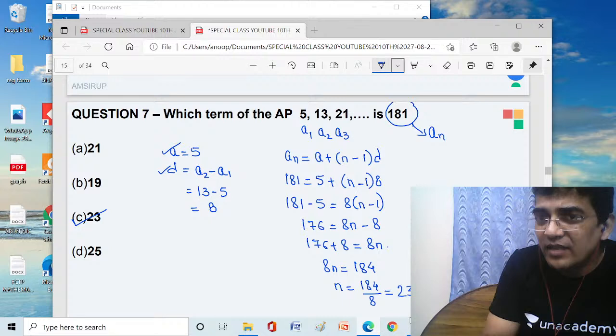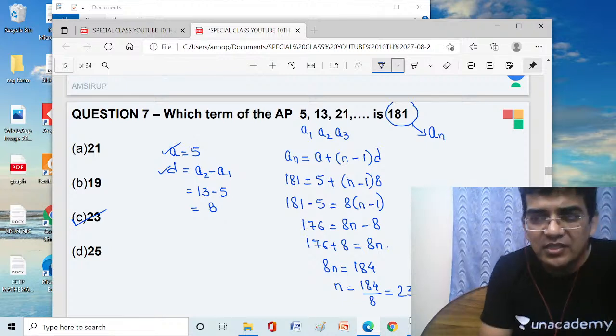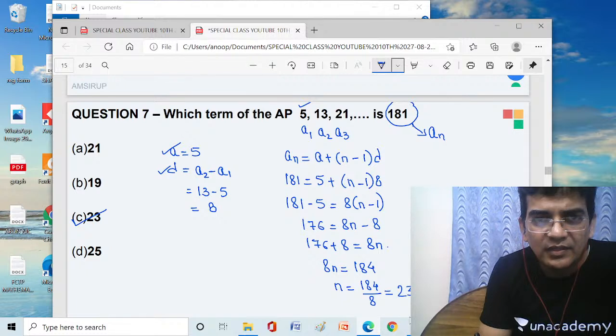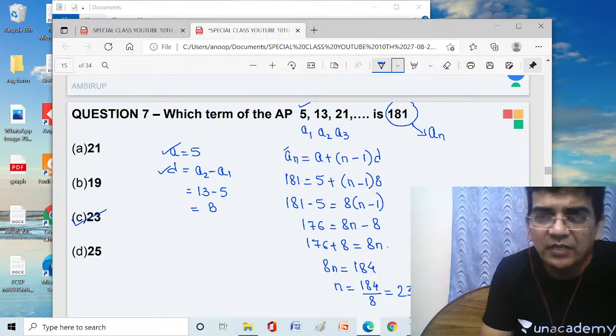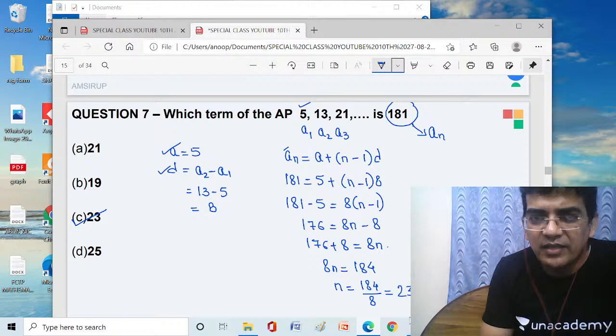Now whenever an AP is given to you, your first step is to find A. So A is very easy, it is the first term. Then you need to find the common difference. And how do we find the common difference? Simple formula, A2 minus A1. I told you in the previous question also, A2 minus A1. So from 13 I am subtracting 5 and I am getting common difference as 8.